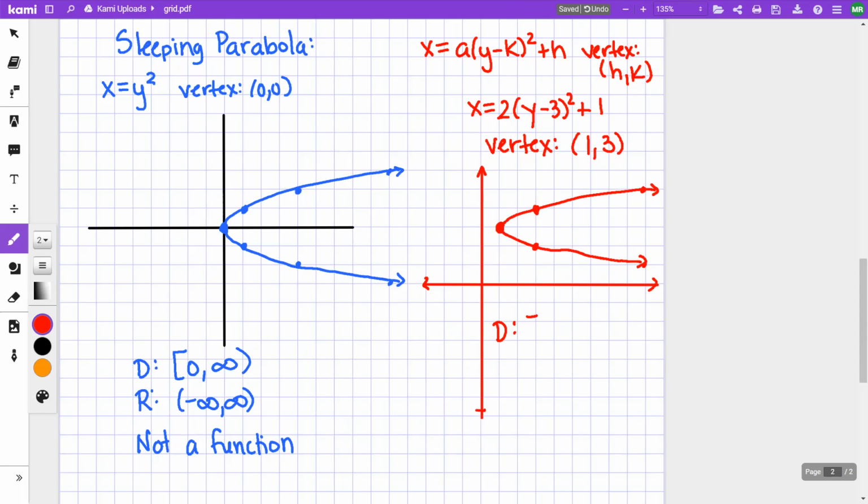Our domain is going to be from 1 to infinity. Our range is going to be negative infinity to infinity. And that's the end of this set of notes. Then we're going to go and do notes in the front of our composition book.